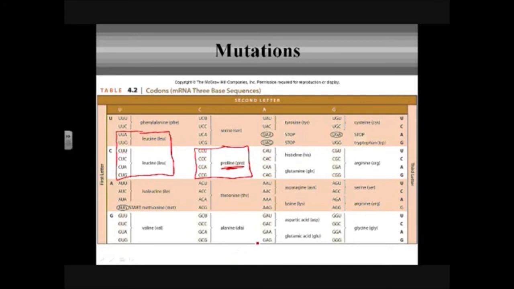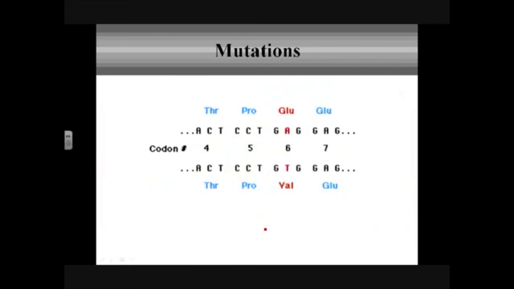This doubling up and tripling up protects against mistakes, because oftentimes the mistake is not detrimental, right? So anything that's GU something will be valine, GC something will be alanine, and so on. That's one of our protective mechanisms. But unfortunately, mutations can occur.